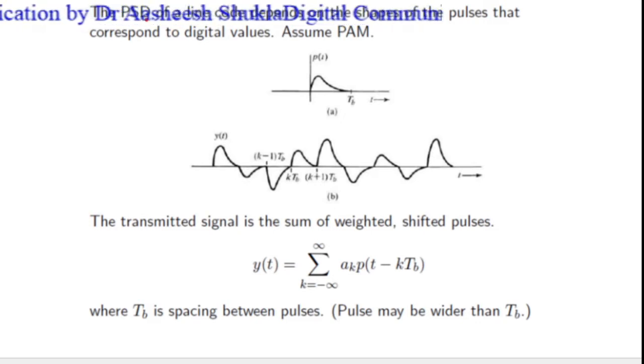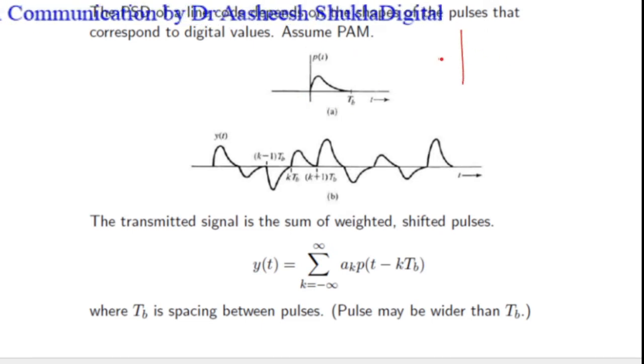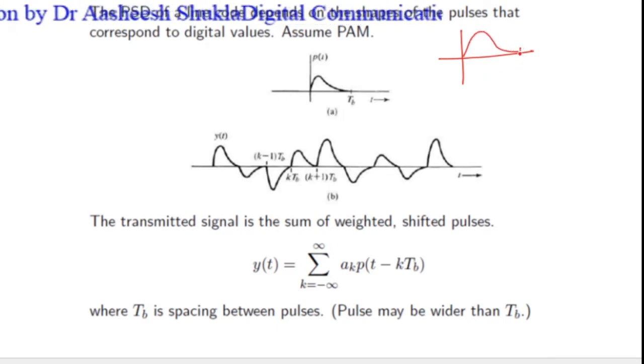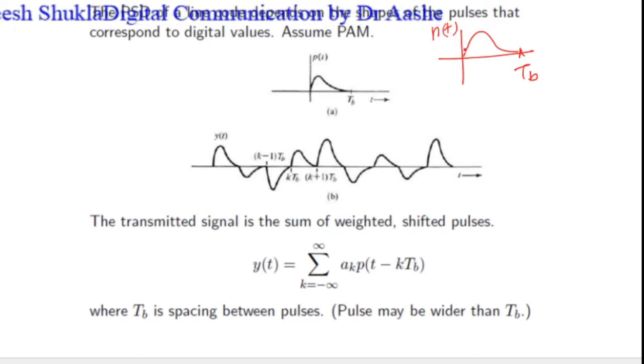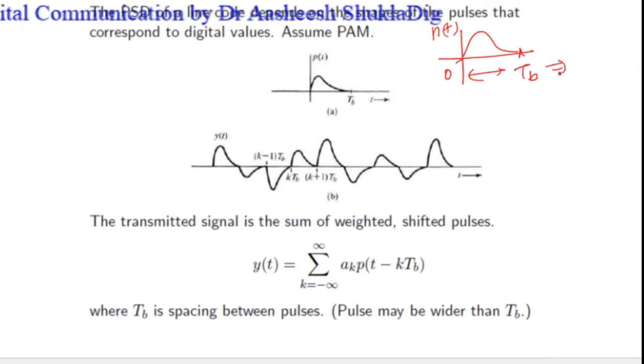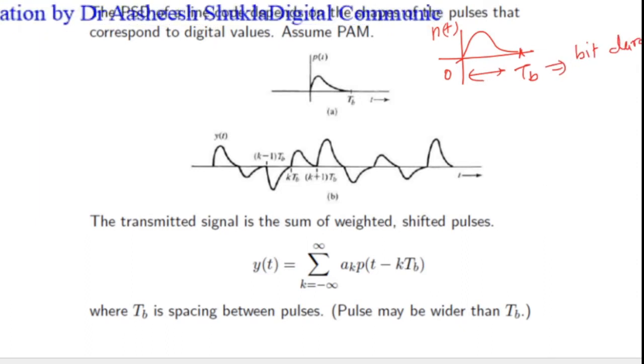To study the power spectral density of a line code, we are assuming a pulse that is named p(t) here. This pulse has this kind of shape, any arbitrary shape, and it is a time-limited pulse, limited from 0 to Tb. So Tb is the bit period, or the bit duration.